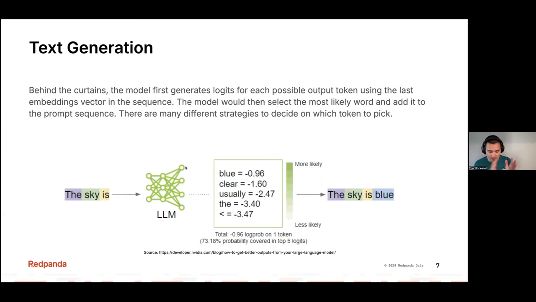So that's the embeddings process, tokenization and the basics. Then we have the actual process of text generation, which behind the scenes works like this: you take your initial text, you break it up into tokens, you run it through your LLM, and it uses embeddings to compute the meaning of something.